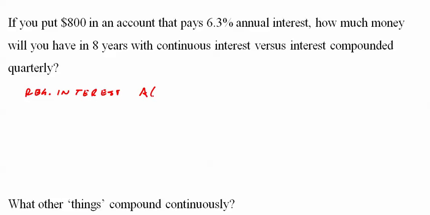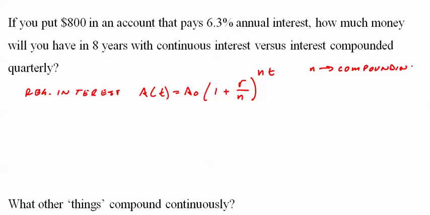The amount is your initial amount times 1 plus your interest rate. Our textbook uses the letter K, but I use the letter N for compounding, to the NT. N is compounding. So if you're compounding 12 times a year, it's 12. R is your rate. T is the years.